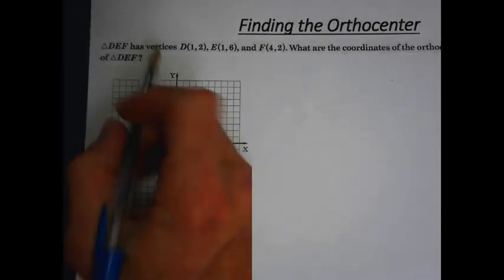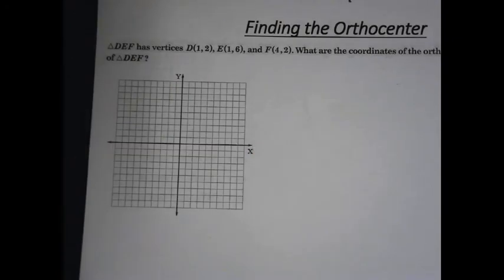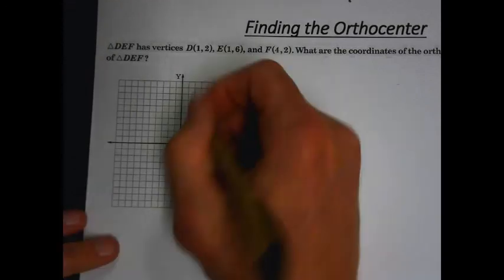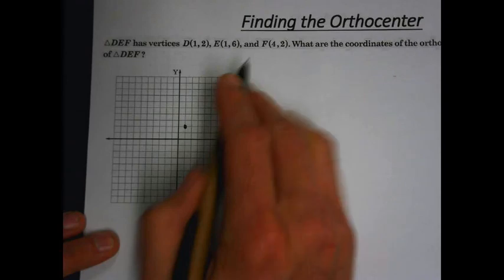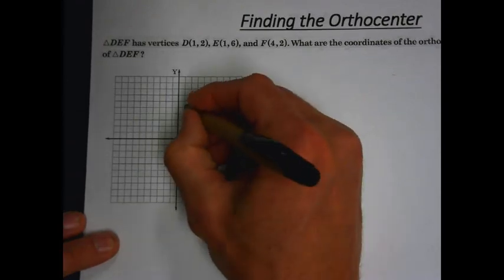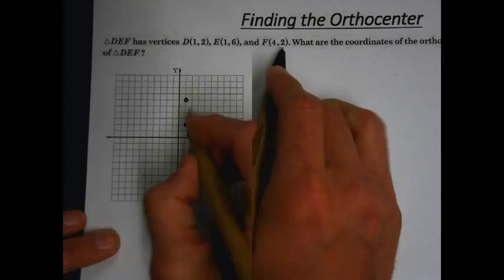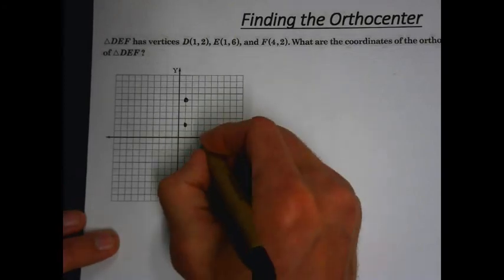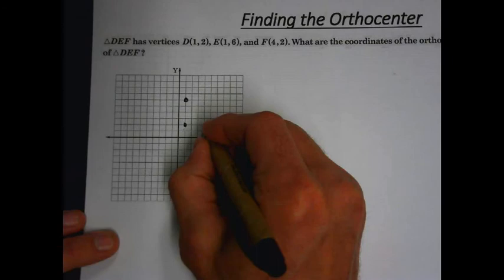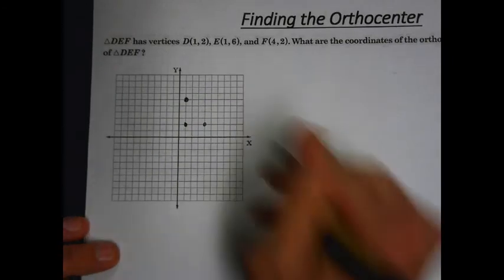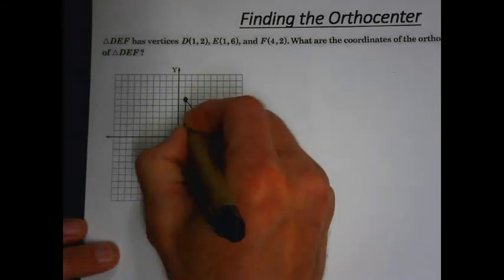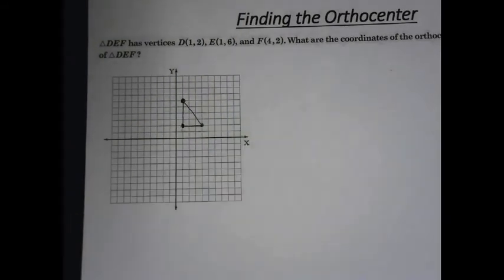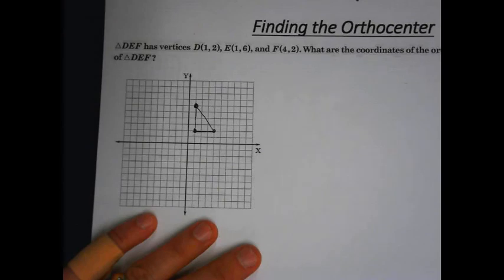So here we go. Here's triangle DEF has vertices D at 1, 2. And let's graph that. D is at 1, 2. E is at 1, 6. Let me count. 1, 2, 3, 4, 5, 6. And then F is at 4, 2. 1, 2, 3, 4, 1, 2. Yeah, make sure I did that. So I have a triangle here. So, what are the coordinates of the orthocenter?